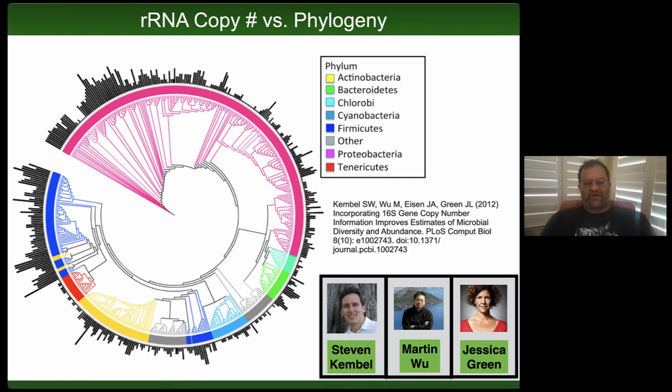And so Stephen Kembel, who was a postdoc in Jessica Green's lab, and Martin Wu, who was in my lab, worked on this method for using the phylogenetic tree of taxa and information about copy number from known organisms to then build a correction for unknown organisms, unknown taxa that you didn't know how many copies they had of the ribosomal RNA, but you could predict how many copies they had based on where they sat in the evolutionary tree compared to taxa for which we knew the copy number.